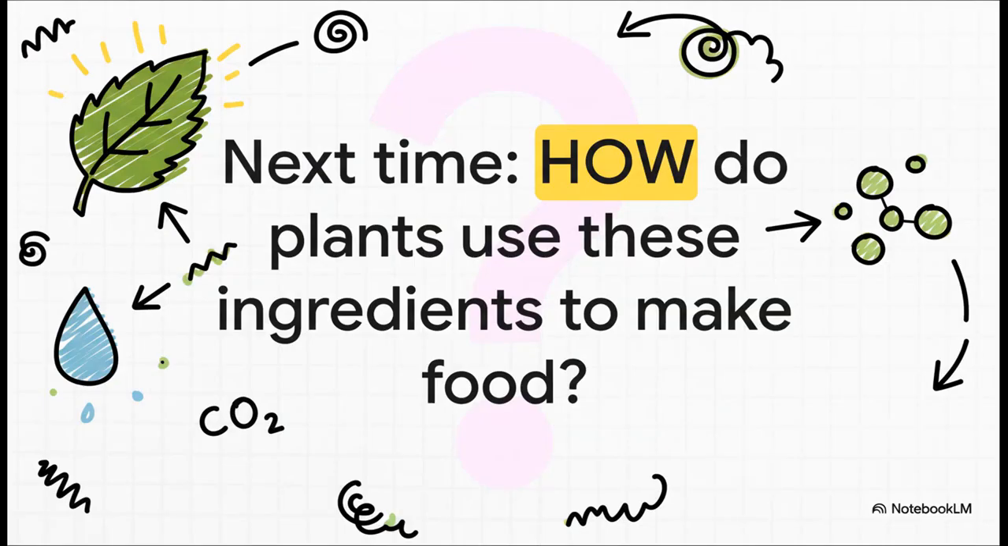But hold on, this is just the first part of the story. Today, we learned what the plant needs, all the ingredients, but in our next session, we're going to dive deeper and find out how. How do all these ingredients actually come together? How does the plant cook its food? We will explore the actual events of photosynthesis that take place inside the leaf. So I hope you'll join me for that.